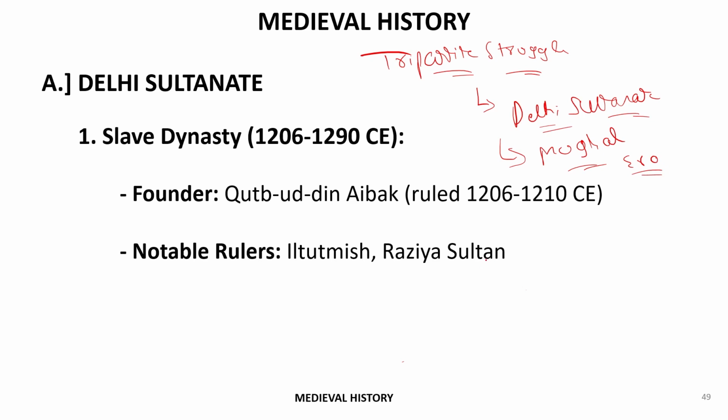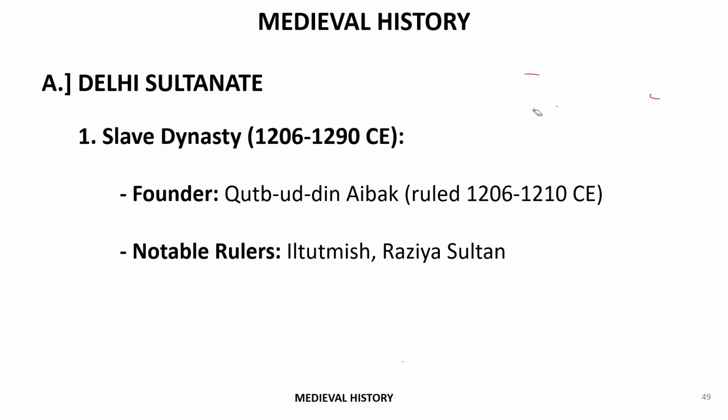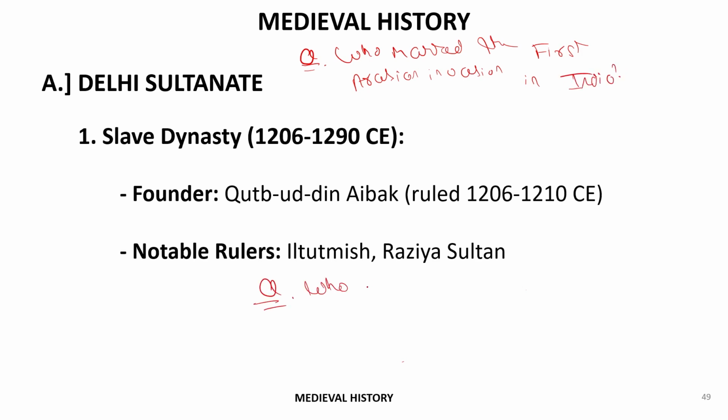So let's start with the Delhi Sultanate. Before understanding the Delhi Sultanate, let me tell you two questions which could be asked directly in your exam. First question is, who marked the first Arabian invasion in India? Second question is, who established Muslim rule in India? Basically, these are the two questions which we should understand before we proceed with the Delhi Sultanate part of medieval India. Got it? So our first question is, who marked the first Arabian invasion in India?